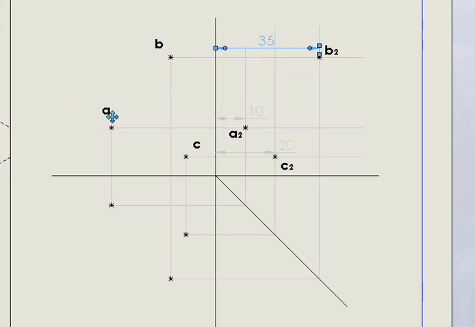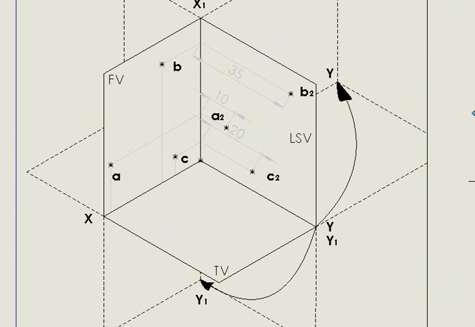So let's go do that. I move across to my left side view. There's my 30-degree line constructed. Remember, that must be in line, so it goes up to the x1, y1 axis, comes down at 30 degrees over here, and the length of this line here is typically 35 millimeters. Okay.